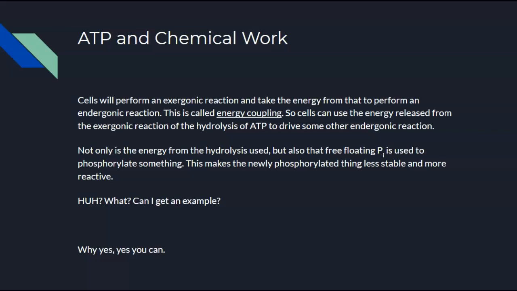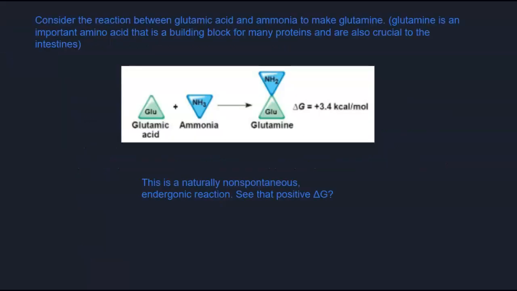I think this is best seen by an example. This is an anabolic reaction to make glutamine, which is an important amino acid that we need. In order to make glutamine, you take glutamic acid and you have to add ammonia to it. But look at this positive delta G, which means it needs an energy input, so it's not going to happen on its own.